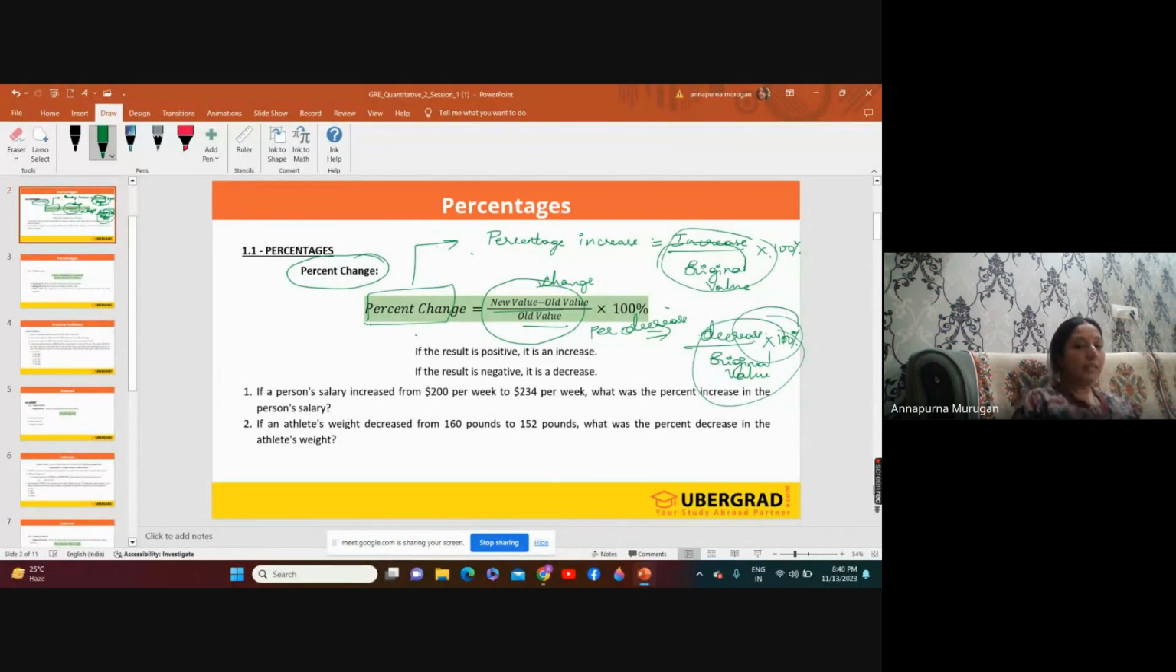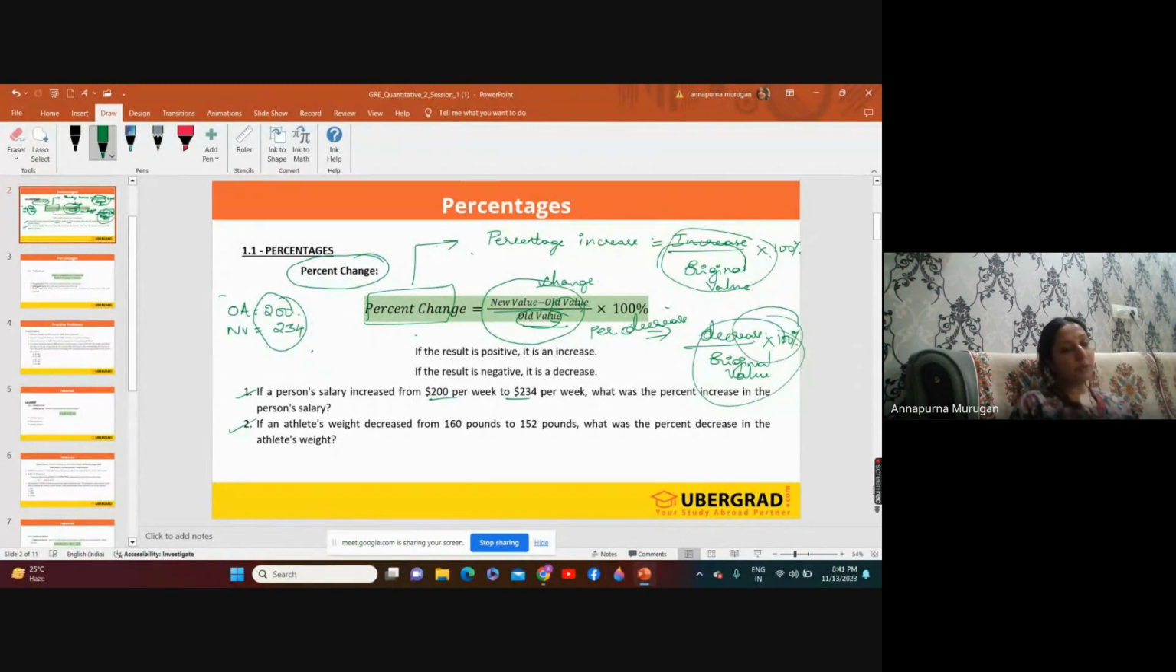Okay, with this, I would like you to try these questions. Kindly solve them quickly and tell me. They're asking: if a person's salary increased from 200 to 234 per week, what was the percentage increase? What is the difference in the original amount? So what is the original amount here? The original amount is 200. That means the old value is 200, while the new or increased value is 234.